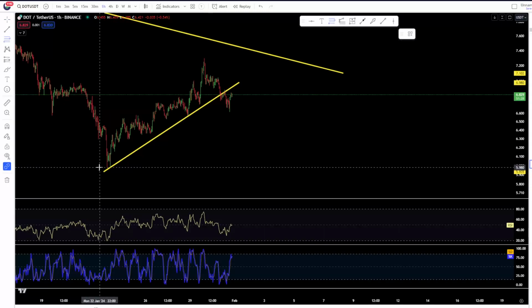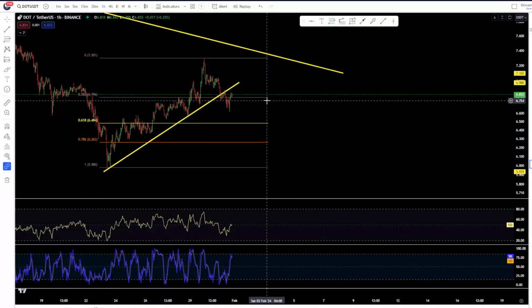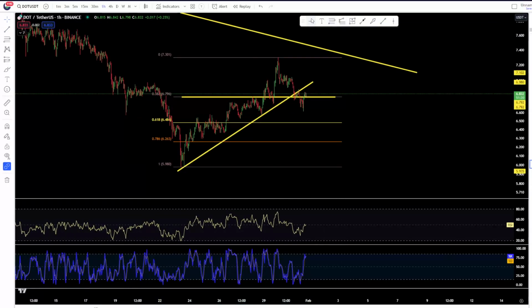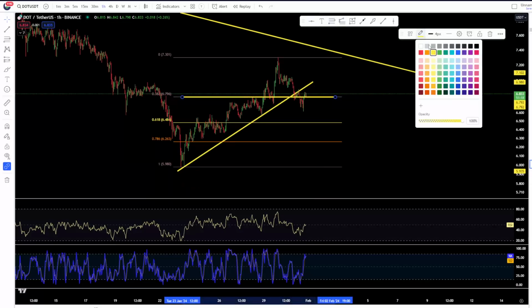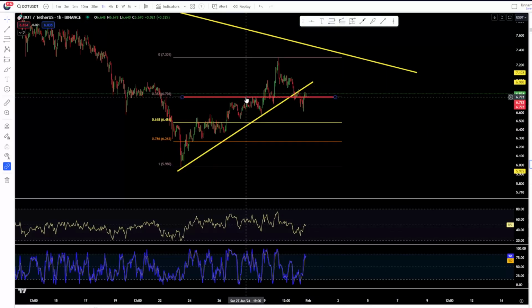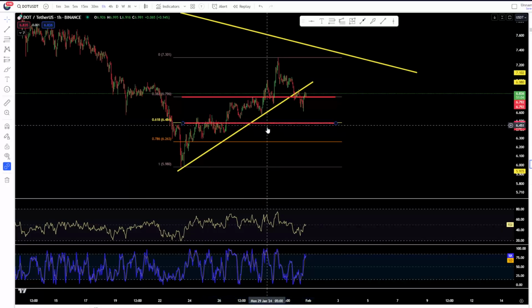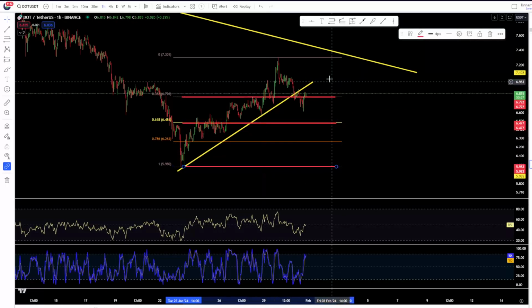Going further, we can move on to marking support areas when we start a larger correction. And here the first support is at the price of $6.79. The second support is at the price of $6.47, while the exit from the bottom may result in a drop to the strong support level of $5.98.